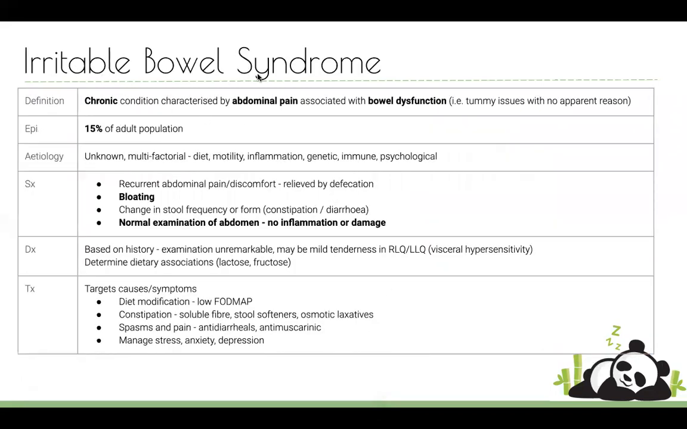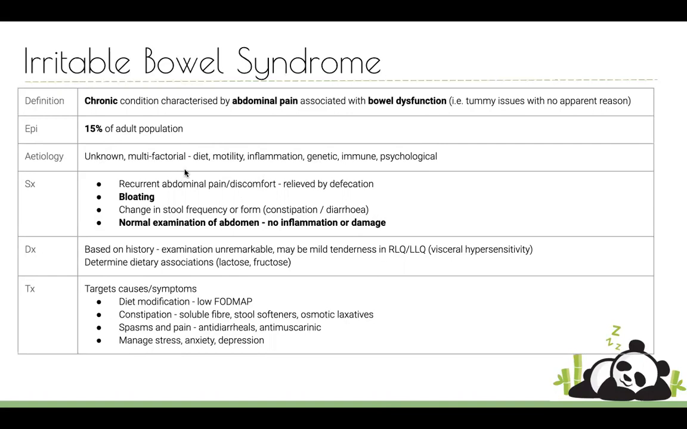Irritable bowel syndrome is a chronic condition, and it's kind of like tummy issues with no apparent reason. So people get constipation or diarrhea, they get abdominal pain, they get bloating, but their examination is normal, and it's usually relieved by defecation. It affects 15% of the adult population, so it's actually quite a lot. And they have no idea what causes it.